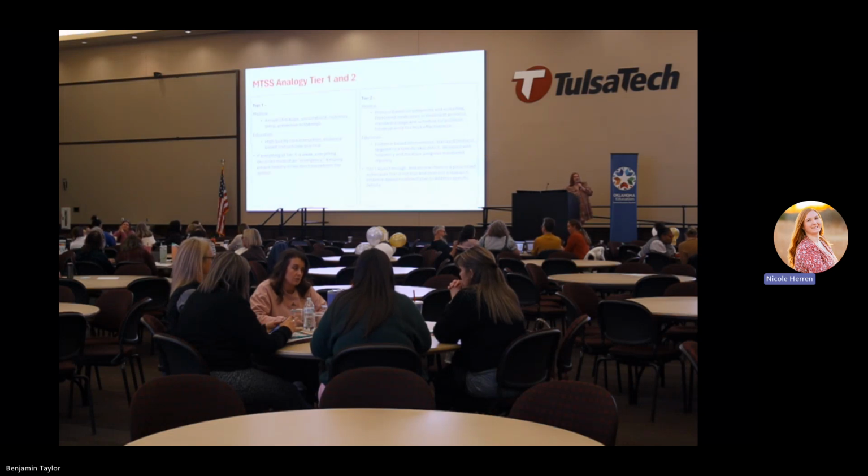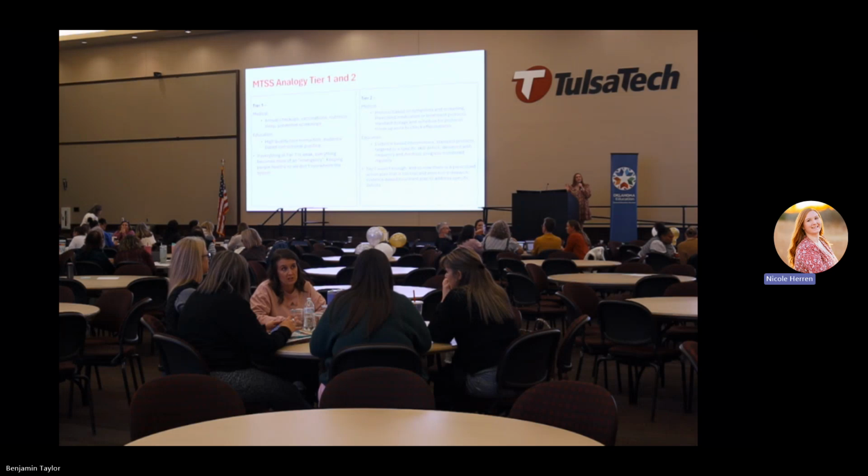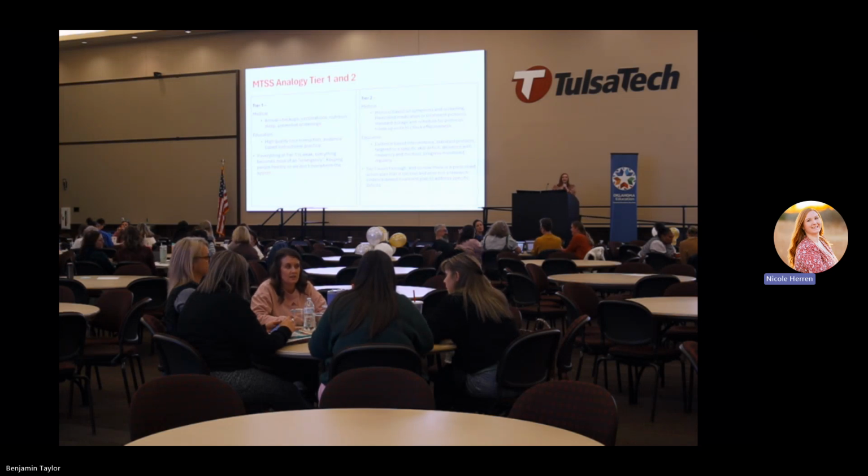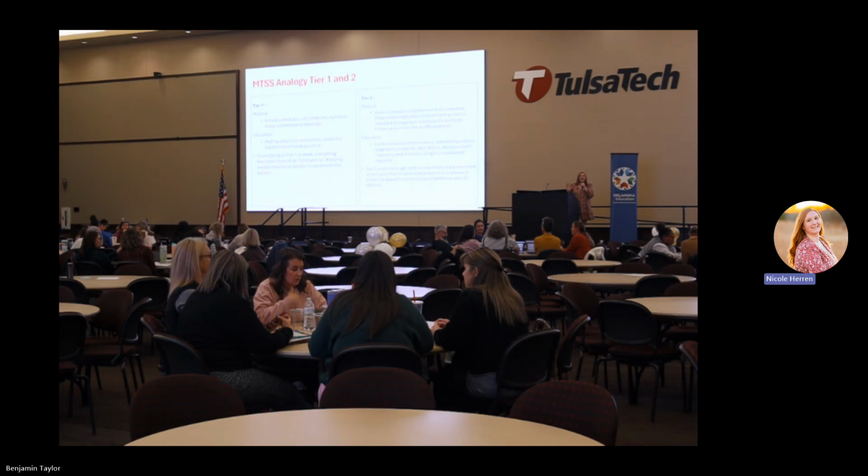I put in a medical analogy for this, because I thought it was really helpful when I'm thinking about what the different tiers are. So thinking about tier 1, in the medical world, things like annual checkups, vaccinations, nutrition, getting sleep, preventative screenings. Those are those tier 1 things, the things that everyone hopefully should be doing. Hopefully everyone's getting sleep, getting their annual checkups, things like that. Education, that would be high quality core instruction, evidence-based instructional practices.